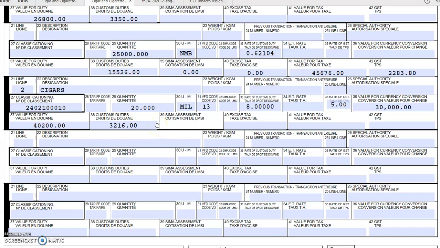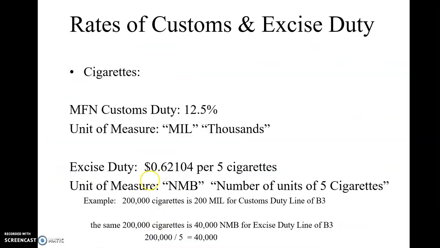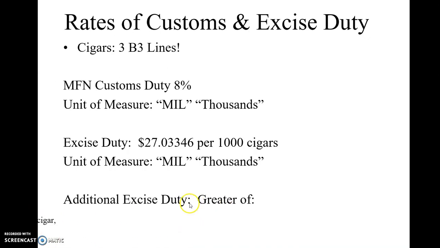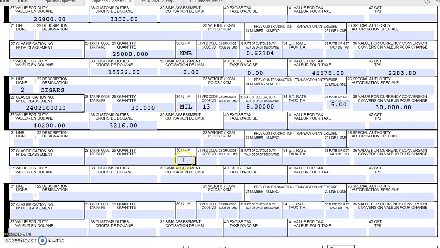Next line, we need the excise duty. The unit of measure for the excise duty, let me just get there for you. The unit of measure for excise duty is MIL, thousands. Okay, so we'll put in MIL, and it's the same answer.